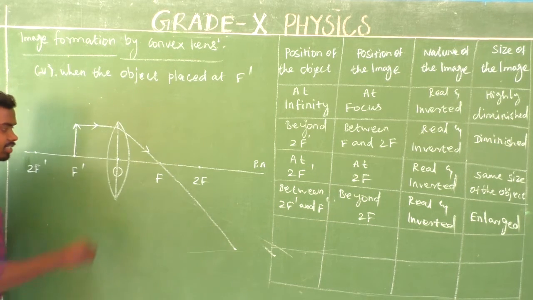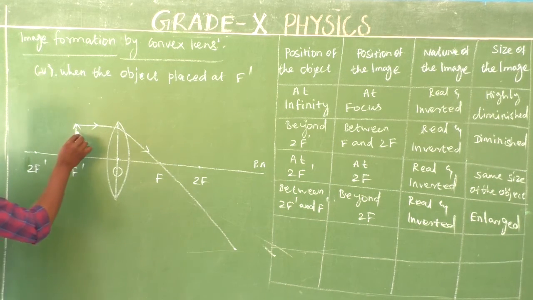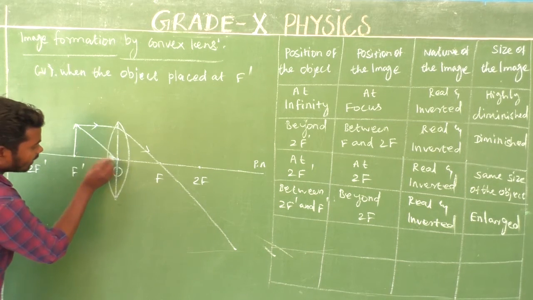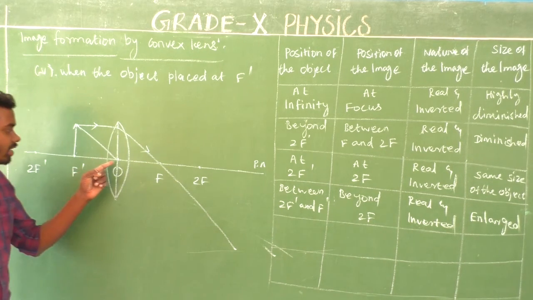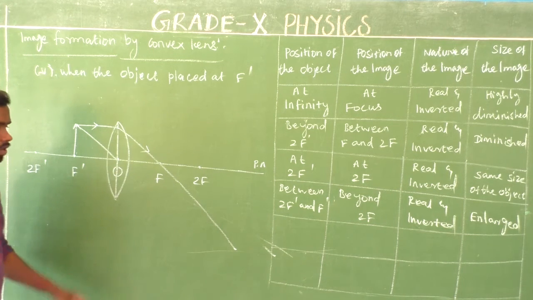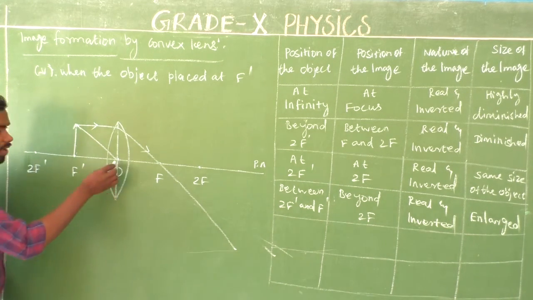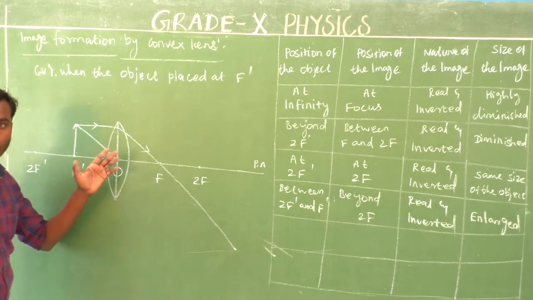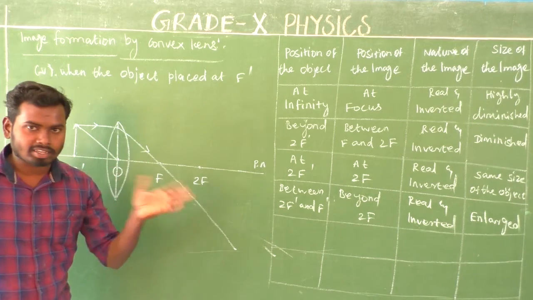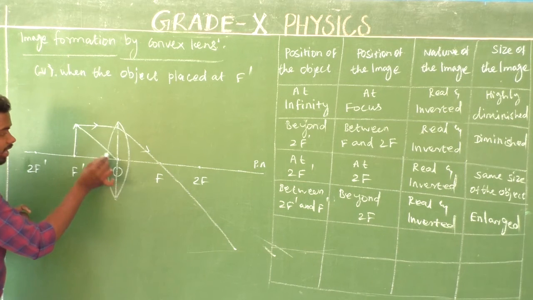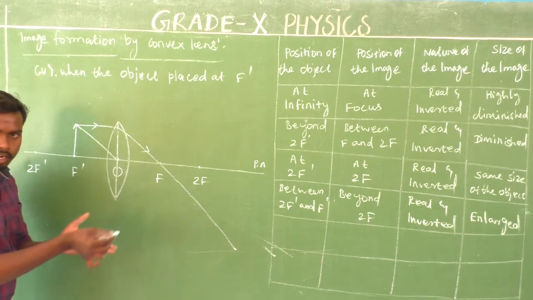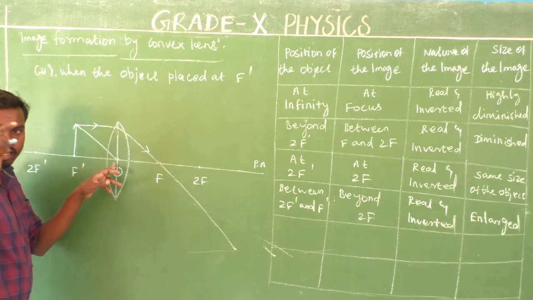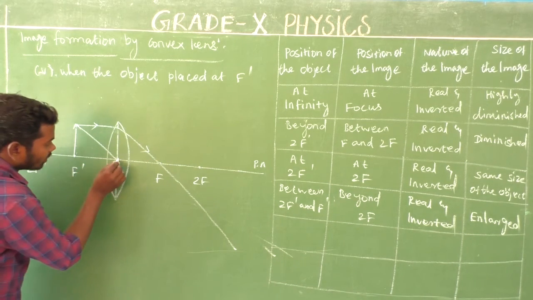Yes. Next, consider another ray that also comes from the top part of the object. Now that ray which passes through its optical center, which means the center point of a convex lens. What is the third rule? Whenever a ray of light passes through its optical center, it will go in a straight line, because there will not be any bending of light, which means there will not be any refraction. Is it clear? So the light will go in a straight path.